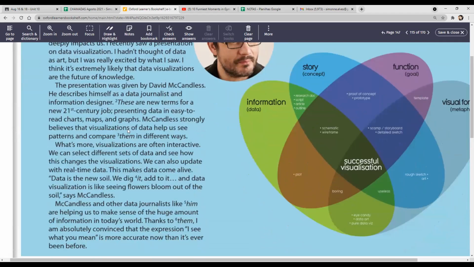Okay, now the next one, we have number 2. Look, the presentation was given by David McCandless. He describes himself as a data journalist and information designer. These are new terms for a new 21st century job.